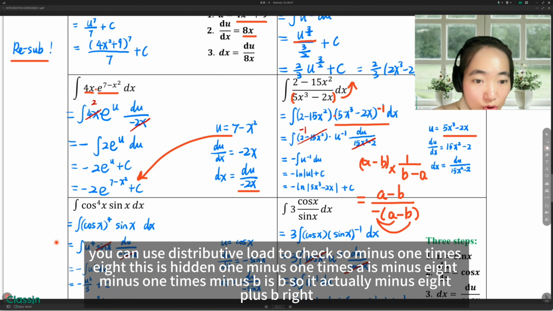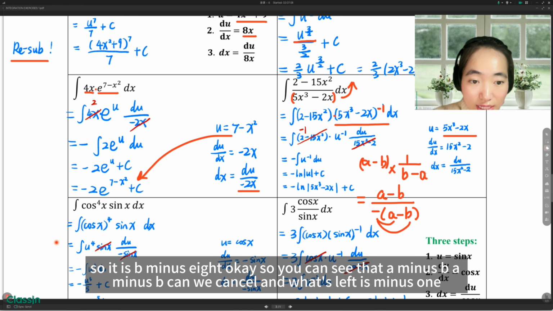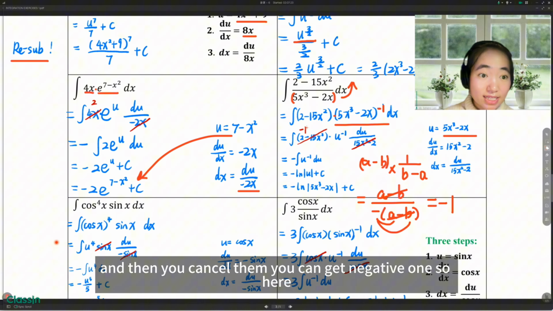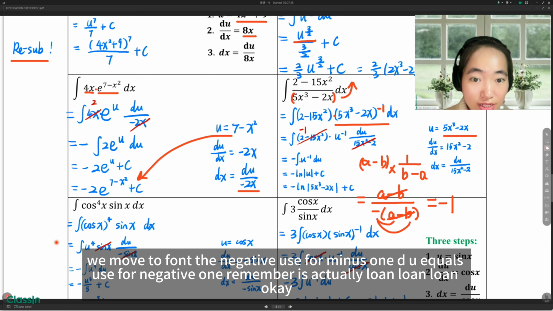So minus 1 times a, this is a hidden 1. Minus 1 times a is minus a. Minus 1 times minus b is b. So it actually is minus a plus b, right? So it's b minus a. Okay, so you can see that a minus b can be canceled. And what's left is minus 1. Understand? That's why if this is (a minus b) times (b minus a), and then you cancel them, you can get negative 1. So here, don't forget negative. Negative we move to the front.